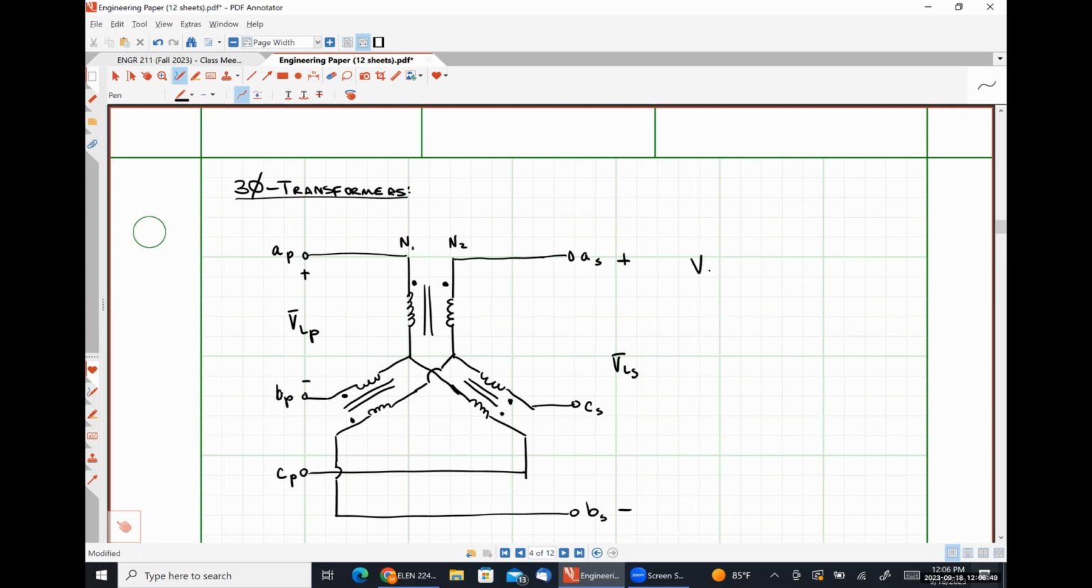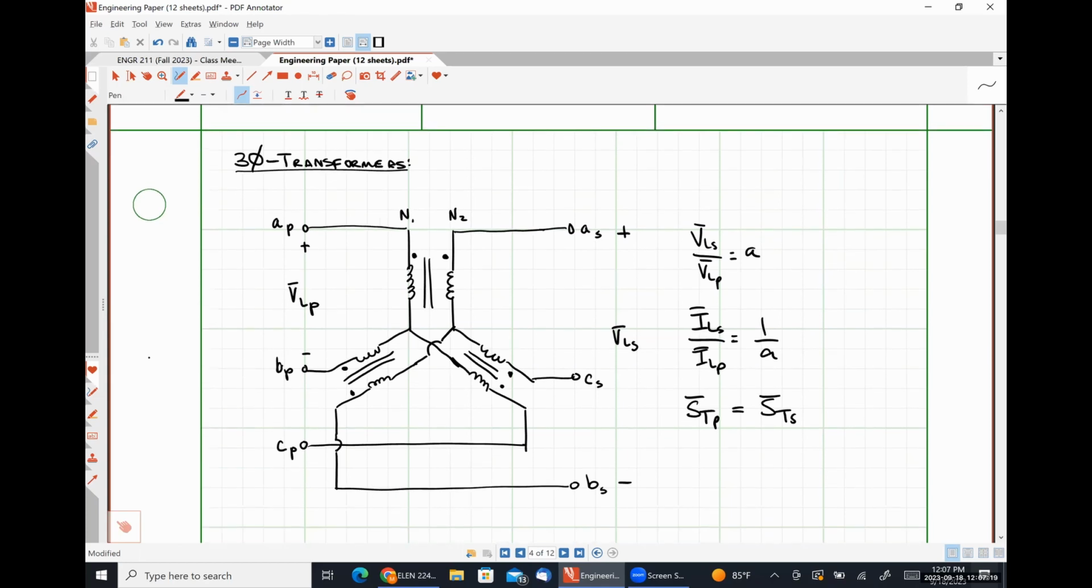And the relationship between the primary and the secondary is just A. The current relationship is 1 over A. And the total complex power on the primary side is equal to the total complex power on the secondary side. So this is the Y to Y pair.